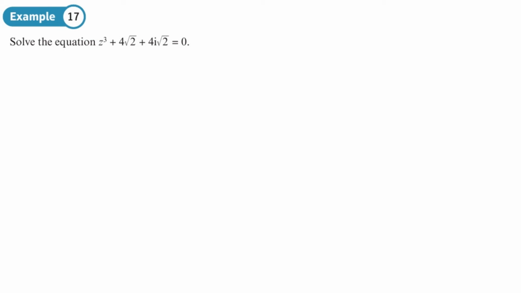Okay, so before we solve this, we just need to rearrange the equation into the right form. That means taking away 4 root 2 from both sides and taking away 4 root 2i from both sides, so it looks correct. Next step is to write it in the form r cos theta plus i sin theta.